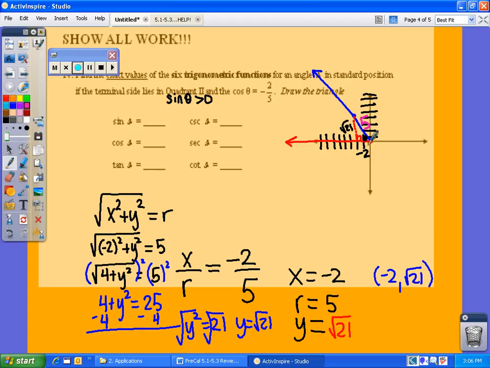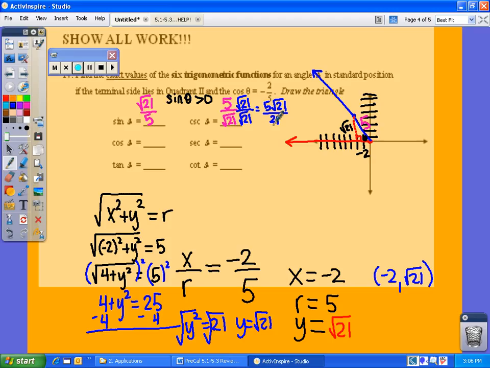So the sine would be opposite over hypotenuse, so that's square root of 21 over 5. If you do the reciprocal of that for cosecant, you can't have radicals in the denominator. So rationalize it, and you're left with 5 square root of 21 over 21. You can't reduce 21 and 5, so you're good.